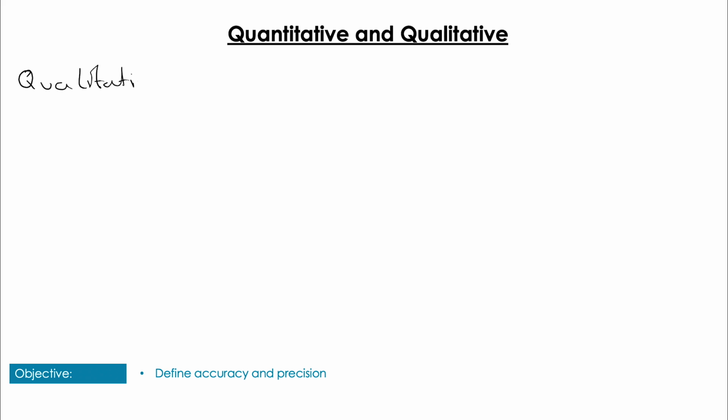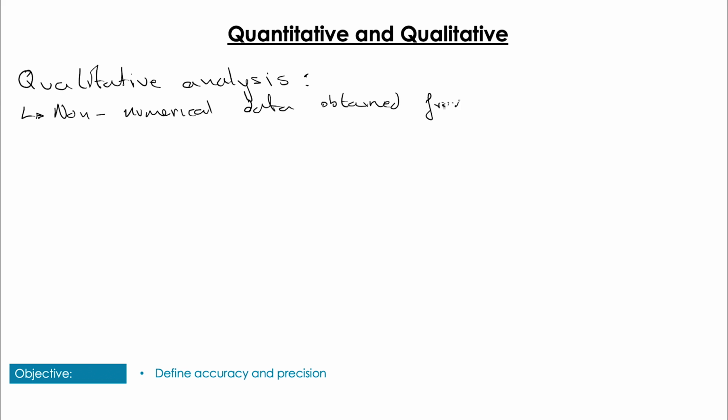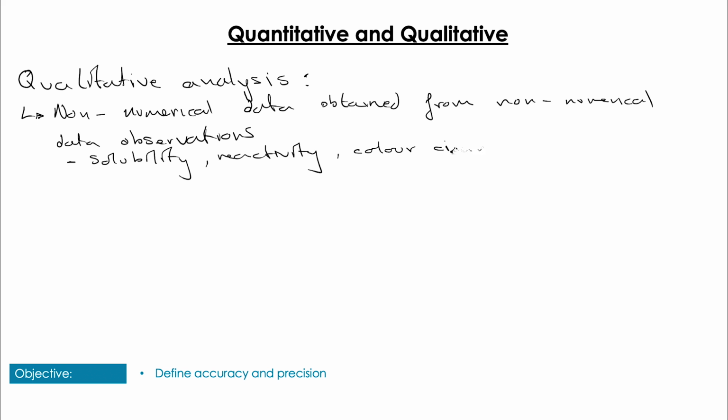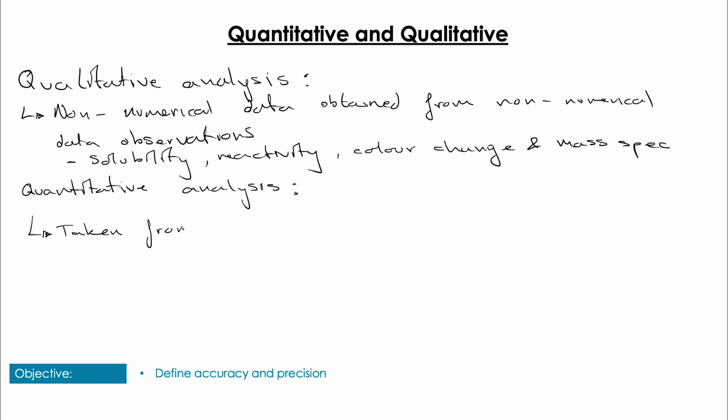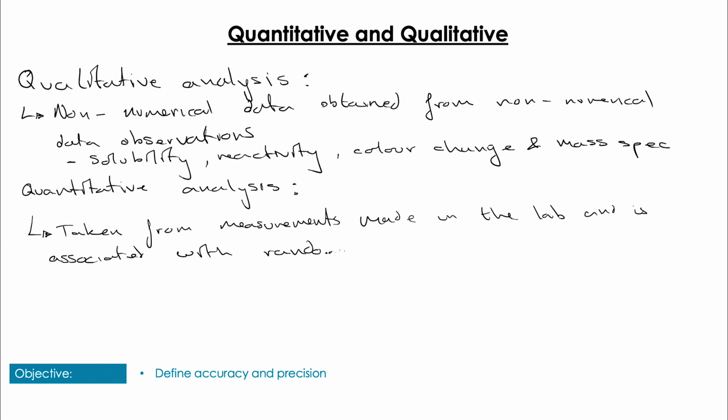Starting with the difference between quantitative and qualitative analysis. In qualitative analysis, we're going to have non-numerical data, which is obtained from observations. This can include things like solubility, reactivity, color changes, but also things like mass spectrometry are qualitative. Quantitative is taken from measurements made in the lab and has an associated random error because we're taking numerical measurements.